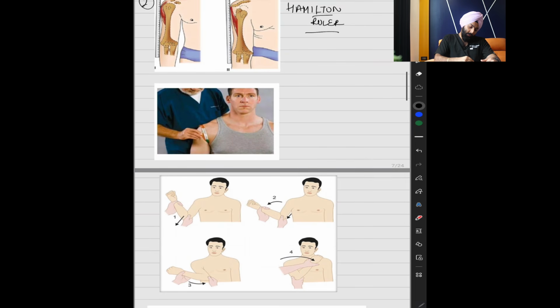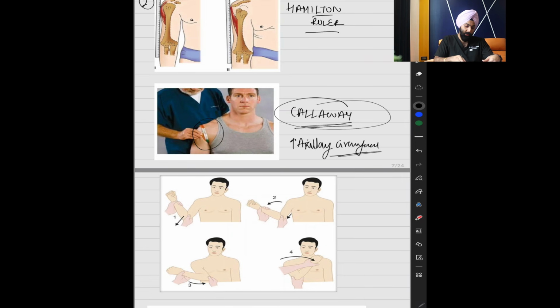The third we have is the Callaway's test. ये usually book में mention नहीं होता, but in this there is an increase in the axillary circumference of the dislocated side. Okay, so this is the Callaway's test.